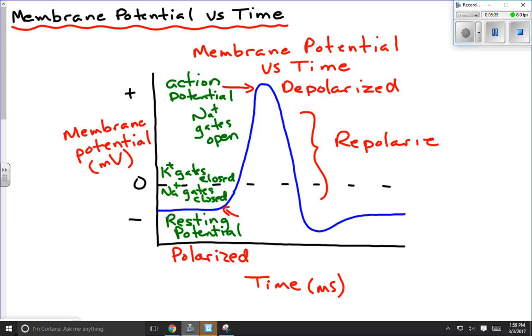And to repolarize, the neuron will have to close the sodium gates, because we don't want any more sodium leaking into the cell. So sodium gates will close. But that alone is not going to be enough to repolarize the neuron. All that will do is stabilize it at the depolarized potential. So to get it back to normal, well, we have to put sodium out and the potassium in.